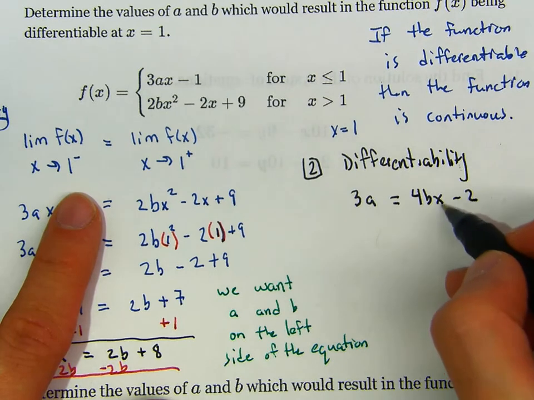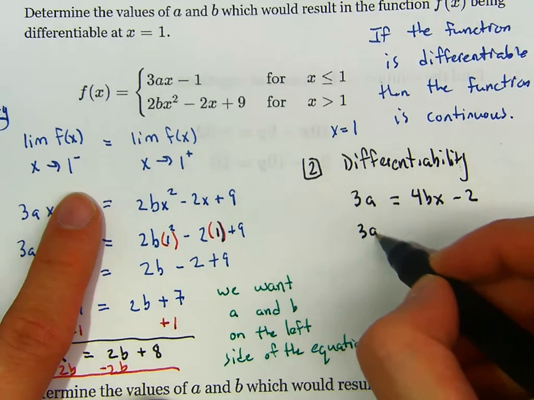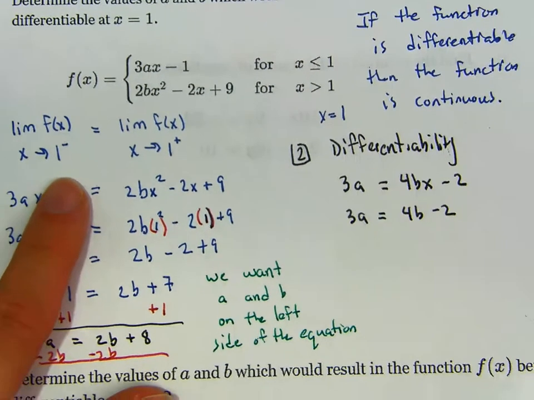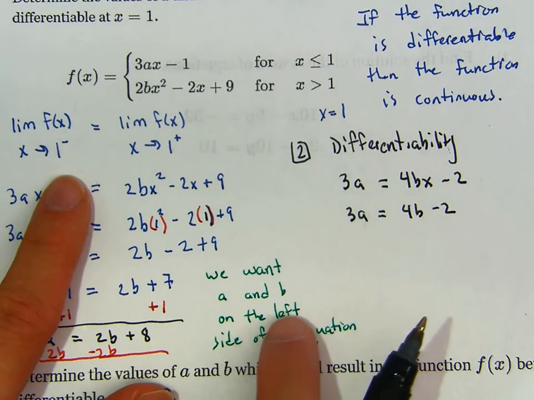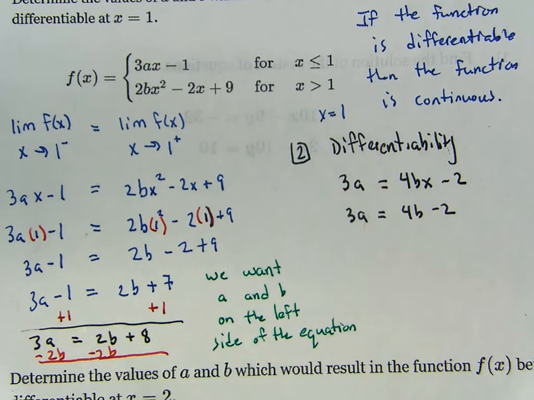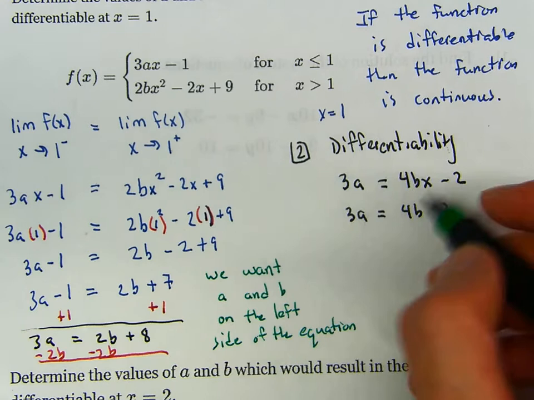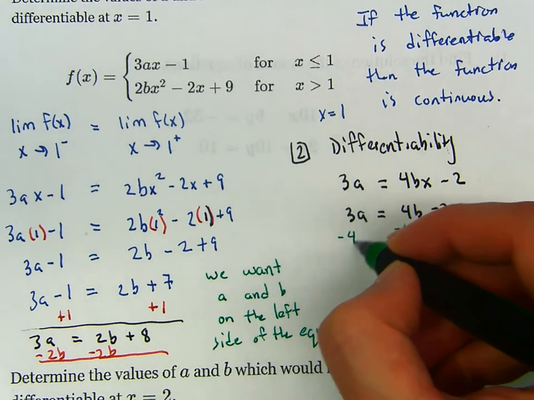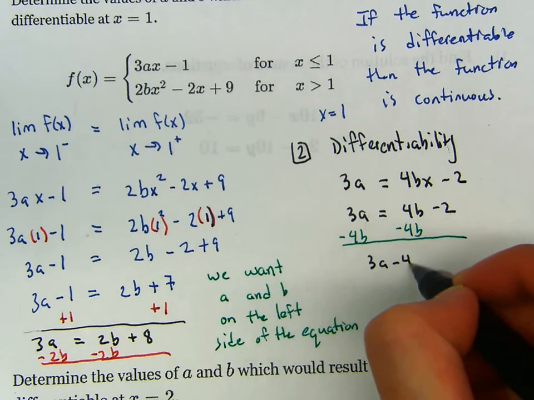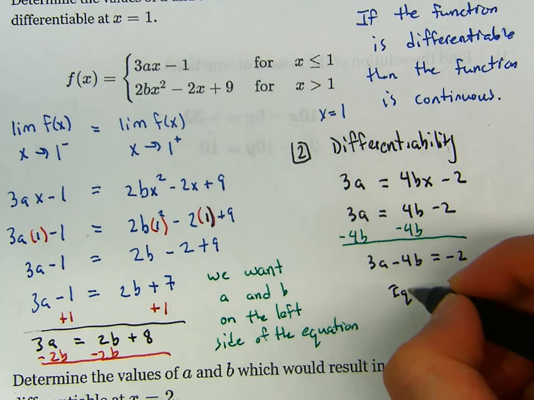And now notice, what does x equal? X still equals 1. So we're going to plug in 1 in here, but now I just have 3a equals 4b minus 2. And the same strategy we had over here, we just want a and b on the left side of the equation. So what would we do to have the a part and the b part on the left side of the equation? I would subtract 4b, subtract 4b. And now I have 3a minus 4b equals negative 2. And notice that this is equation 2.